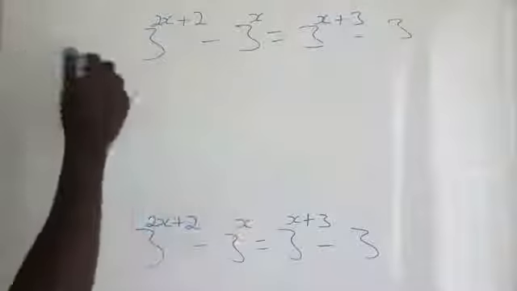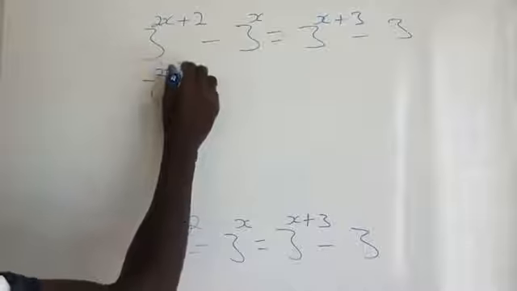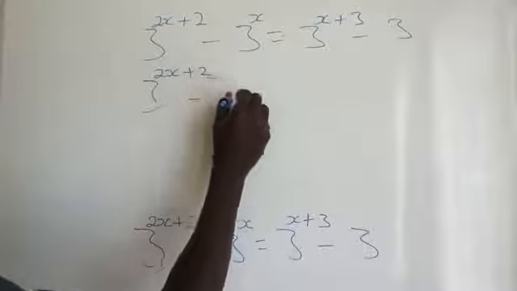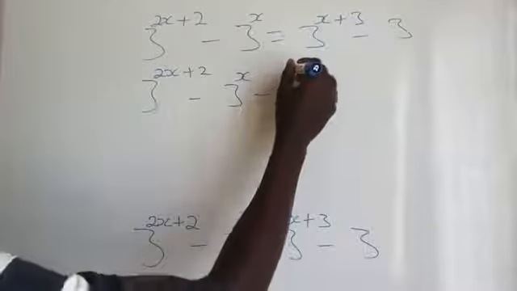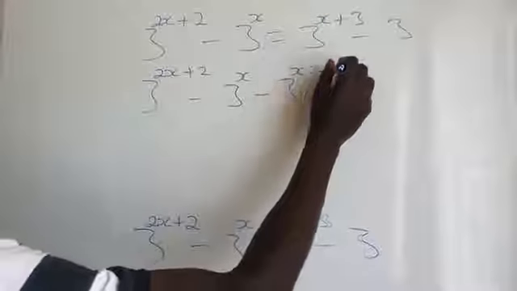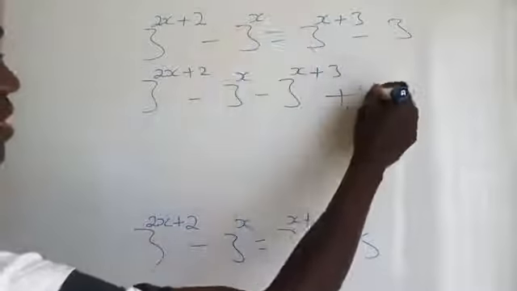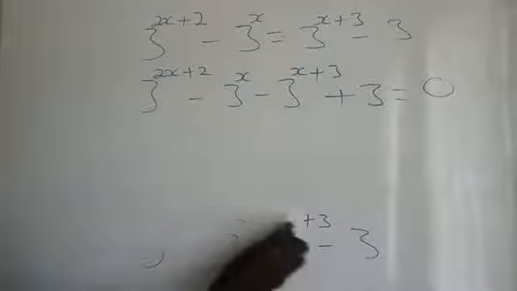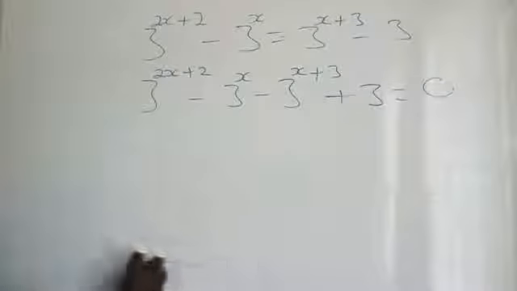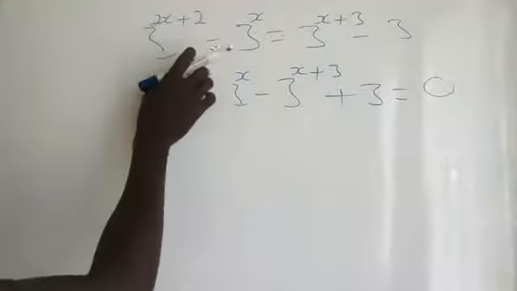So I want this to come to this side, so this is 3, 2 power x plus 2 minus 3 power x. When this comes to this side, it becomes negative power x plus 3. When this comes to this side, negative 3 crosses over to the other side, it becomes positive, and what remains on the other side is 0. Is equivalent to 0.